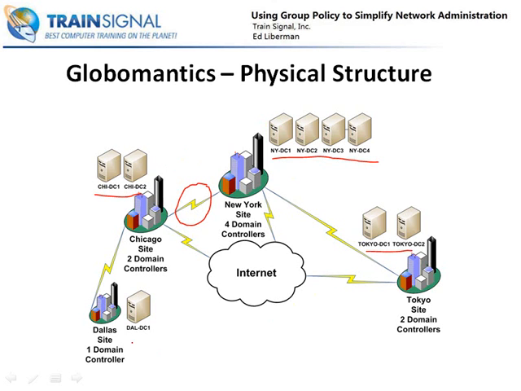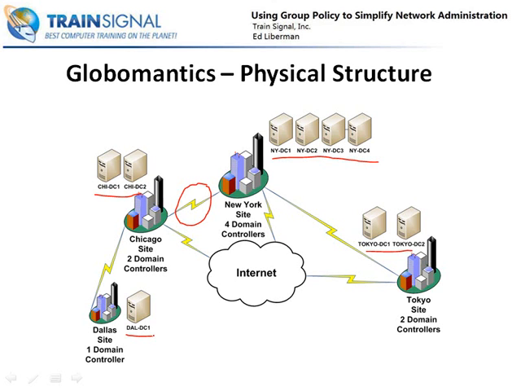Now, just to continue the physical structure, we also have a Tokyo site, which has 2 domain controllers, and our Dallas site with a single domain controller. Now, you'll notice here that I have no mention about domains, trees, or forests at all. Okay, and this is what I mean by complete separation. This is strictly the physical aspect of things. Where physically are our domain controllers, and the sites show where we have physical separation through slow links.